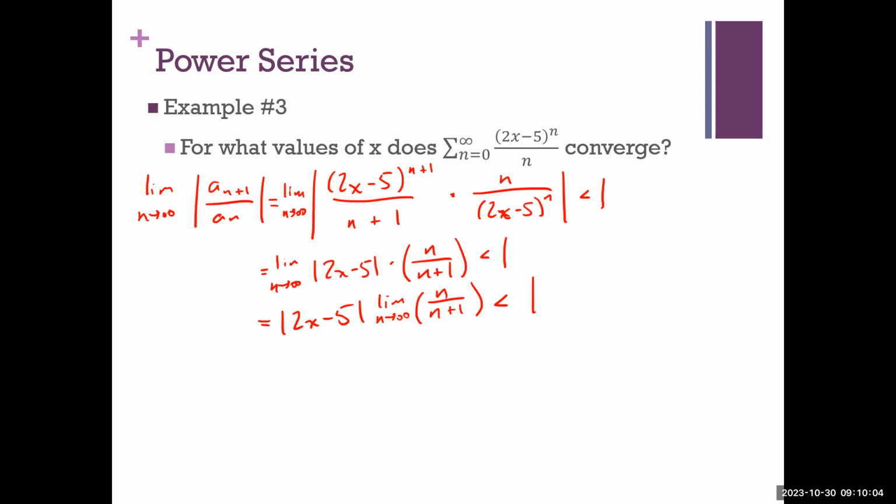All right. Now the only part of this expression that's still kind of up in the air is this. Can we evaluate that limit? What happens to this part of the expression as n gets very large? It goes to 1, right? So because of that, I have the absolute value of 2x minus 5 is less than 1. We're getting closer, but I really want to know what values of x make this happen.